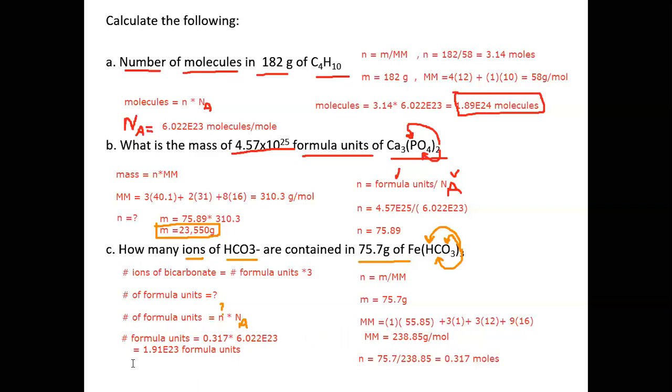Now to find the number of ions of bicarbonate, would be 3 times the number of formula units. 5.73 e to the 23rd ions. So that's how many ions are in 75.7 grams of iron 3 bicarbonate.